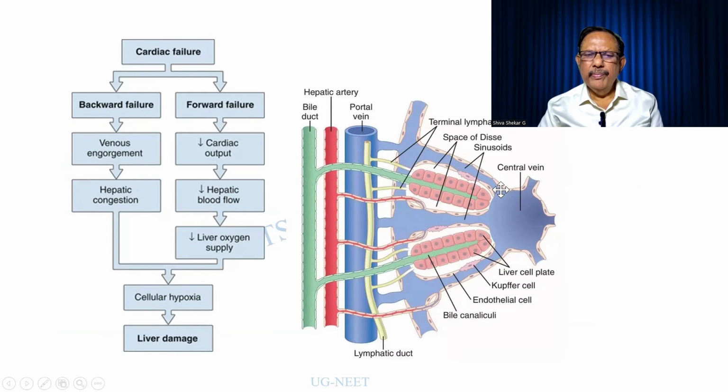Now what happens? There can be certain things. Cardiac failure, for example. There is a back pressure and this can lead to a failure over here. There can be a damming of blood. So in this case, it is a backward failure. Venous engorgement is there, hepatic congestion is present, and there is also a forward failure, which is secondary. Whatever it be, there can be hypoxia in the central regions, and the liver ultimately undergoes damage.